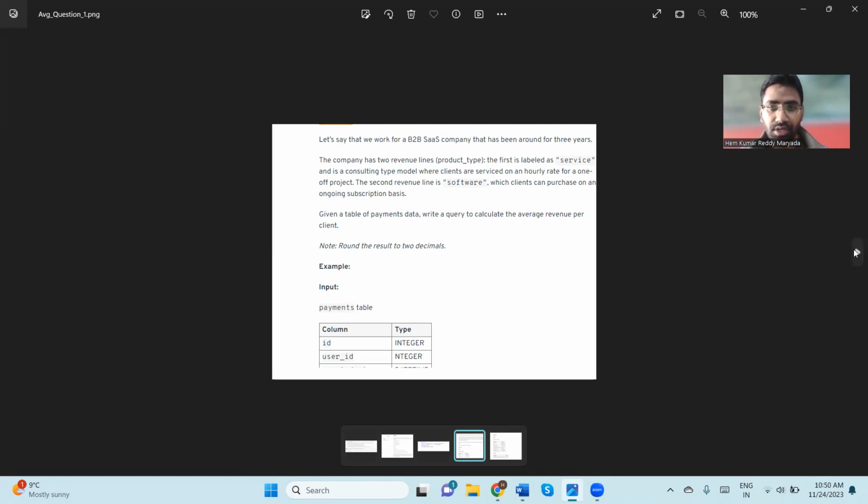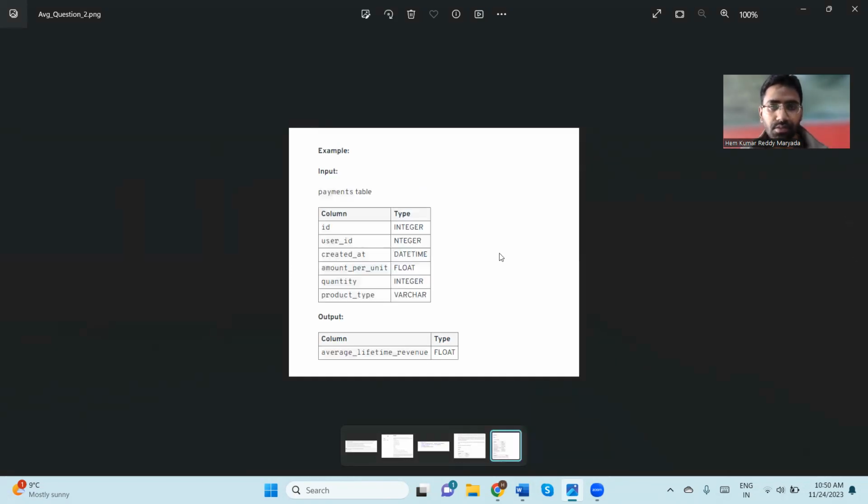I'll even write a query. Speaking precisely about the columns, this is the input and the other is the output. Give me a second, I will use annotation. This is input and this is output. In the output, they want only one column, that is average lifetime revenue.